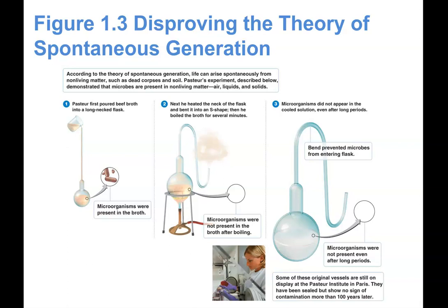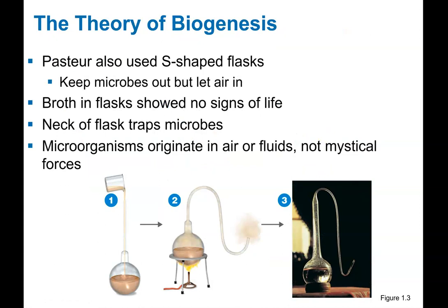But to satisfy those who thought that air absolutely was required, he designed this flask that did let air in, but did not let microbes in. So that's the gist of why he bent the flask that way, to let air in but keep microbes out. The flask showed no signs of life. Even still, it's in the Louvre Museum in Paris, France, still sterile.